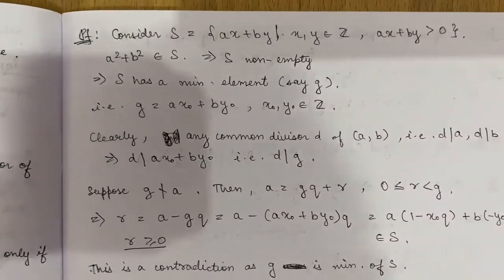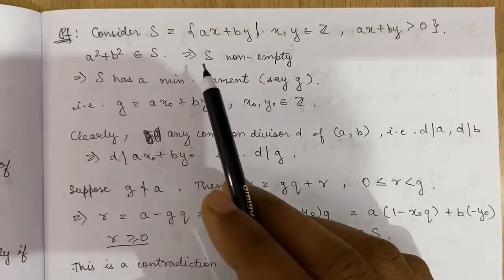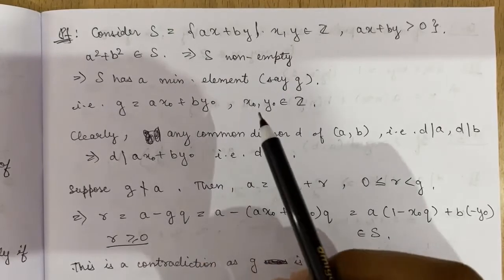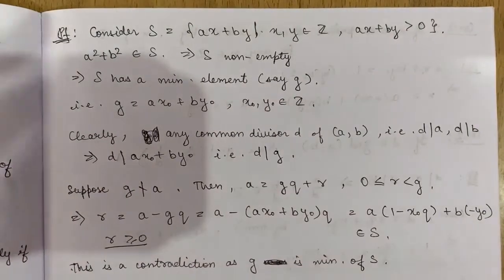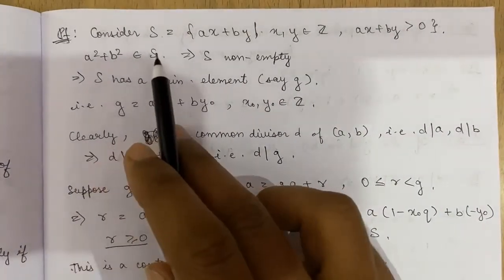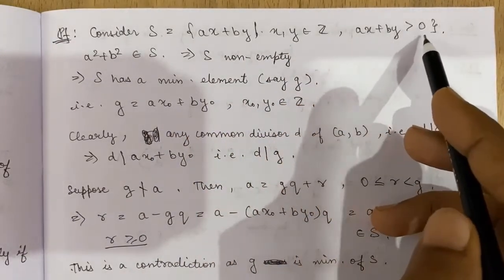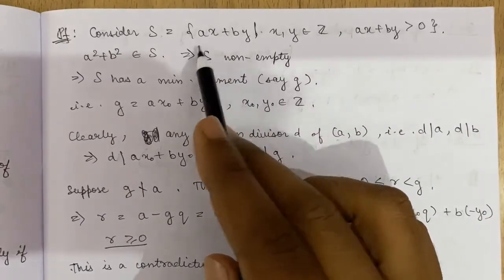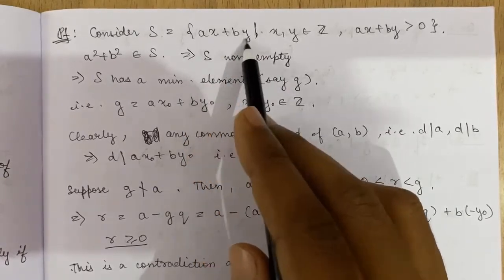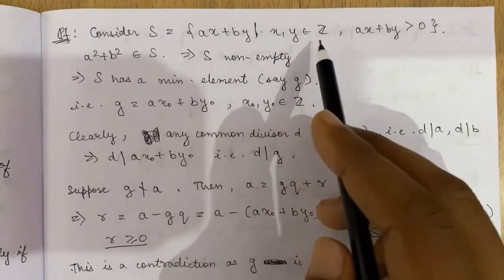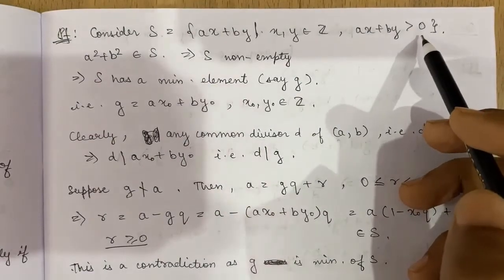So now let's look at the proof of this theorem. Again we look at a set, and we look at its minimum element, and the minimum element would be the GCD. So consider a set S which is {AX plus BY : X, Y are integers, and AX plus BY is greater than 0}. The elements of this set are the linear combinations of A and B which are positive. So let's look at this set.